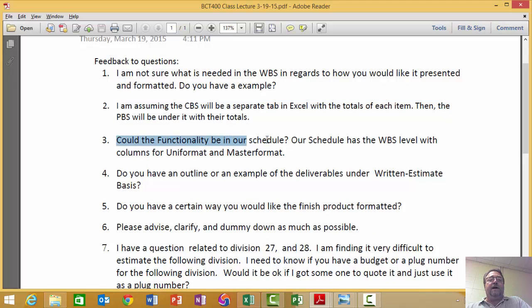I think this team is saying, what we gave you is not what's in our schedule. Our schedule has probably what I was just showing you. My question to the questioner is, why aren't they the same? They should be the same, or you're duplicating effort. Or copy the WBS from your schedule and make it your estimate WBS.